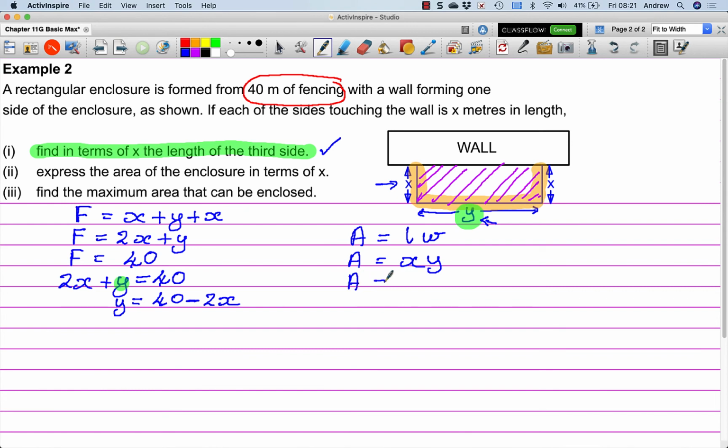But I know what y is. y, open bracket, is equal to 40 minus 2x, close brackets. So my area is equal to 40x minus 2x squared. And that's a quadratic again. It's a negative quadratic, and therefore it's going to be yielding a maximum value. So express the area of the enclosure in terms of x. Done it.